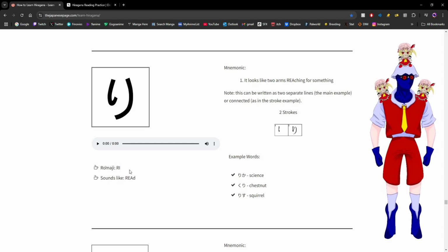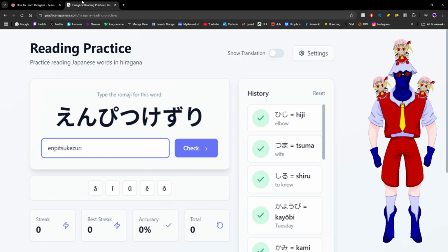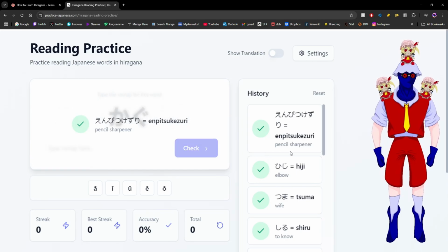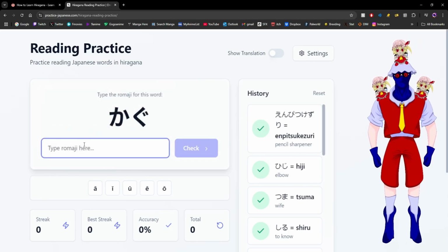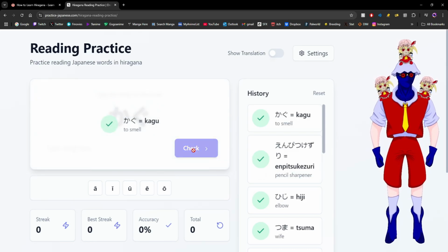Yes, this is exactly how I remember it. Hey, it works. Pencil sharpener, wow. I don't know why I'm supposed to learn this. We have Ka and then Ku, but this is not a Ku, this is a Gu. Ku, I just know it from memory. So yeah, Kago, to smell.